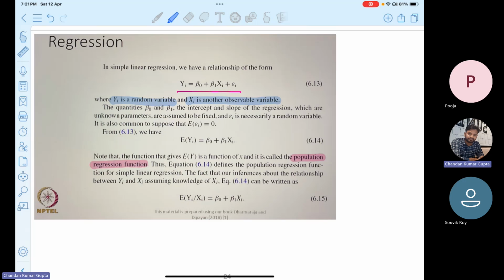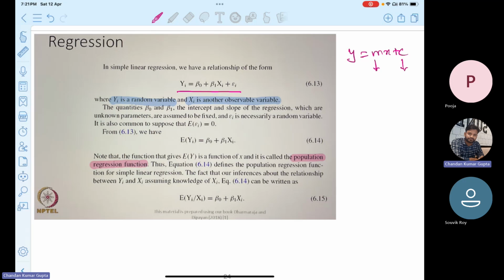Here the quantities beta naught and beta 1 are the intercept and slope. As you already know, y equals mx plus c. Sorry, m is the slope and c is the intercept. In the same way, if you compare these two, beta naught equals c, which is the intercept, and beta 1 together with xi is the slope of the regression line. These beta naught and beta 1 are unknown, and our aim is to estimate them.